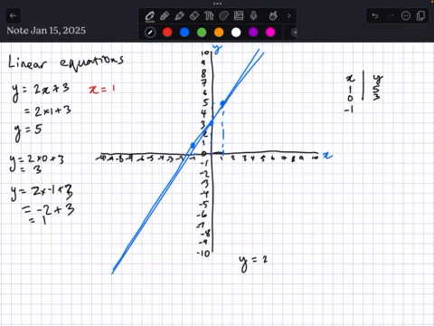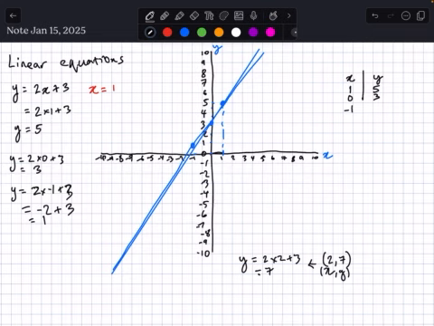So we have 2 times 2 plus 3. Remember what our equation was: y equals 2x plus 3. So we have y equals 2 times 2 plus 3. 2 times 2 is 4 plus 3 is 7. So that means a point that makes this equation true is when x equals 2 and y equals 7. So that point makes our equation true.